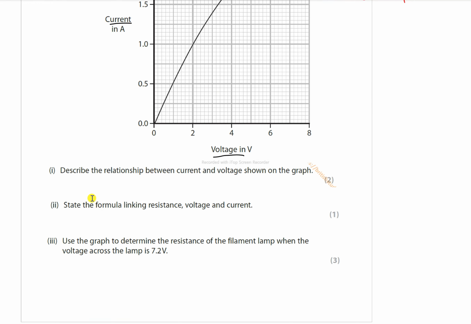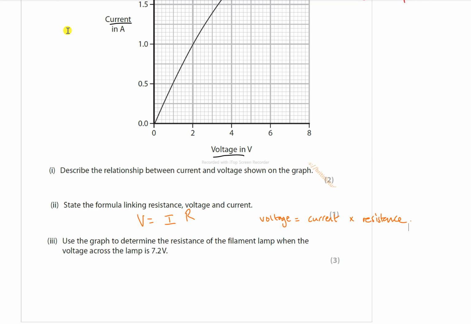Right, state the formula linking resistance, voltage, and current. You know, with these, it's good to know these off the top of your head. It's fair enough having a formula sheet, but the more you practice, the better you become at it. So you can put V equals I R, or voltage equals current times resistance.